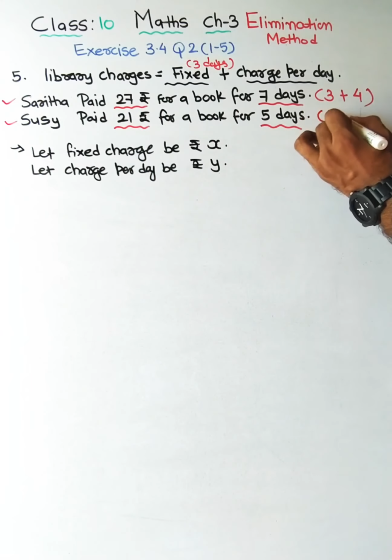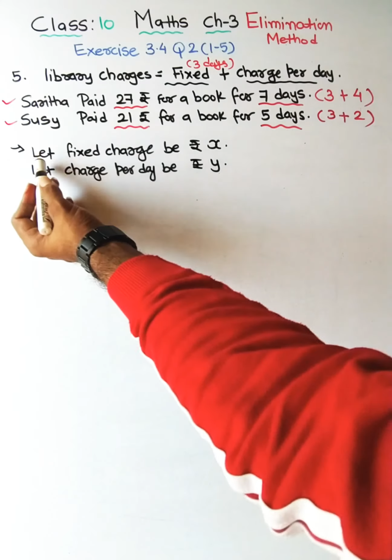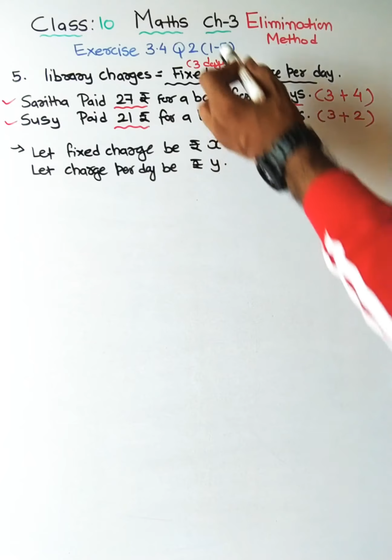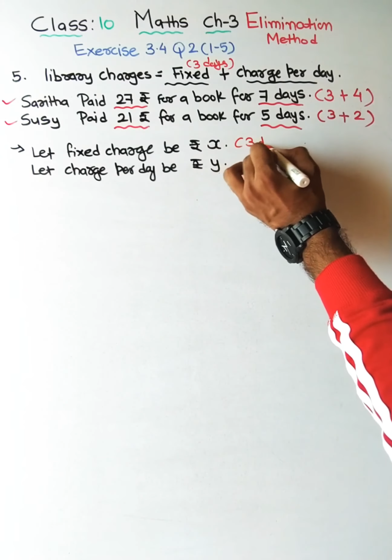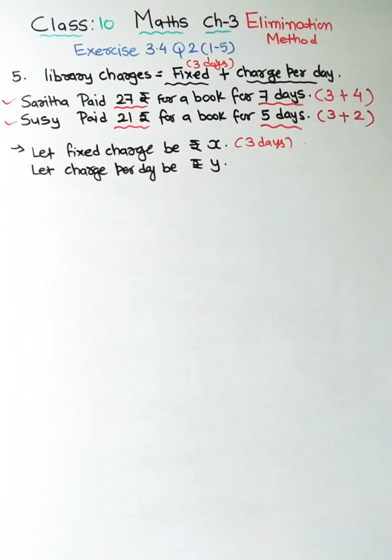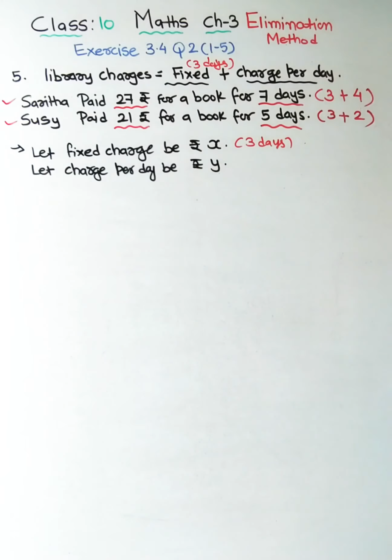Sushi paid 21 rupees for a book for 5 days. That means 3 days fixed charge and then extra how many days? 2 days she kept. Right? So let us suppose that the fixed charge for the first 3 days be rupees X. Here we have to mention that it is for the first 3 days. And the fixed charge for 3 days is rupees X. Then the charge per day is rupees Y.